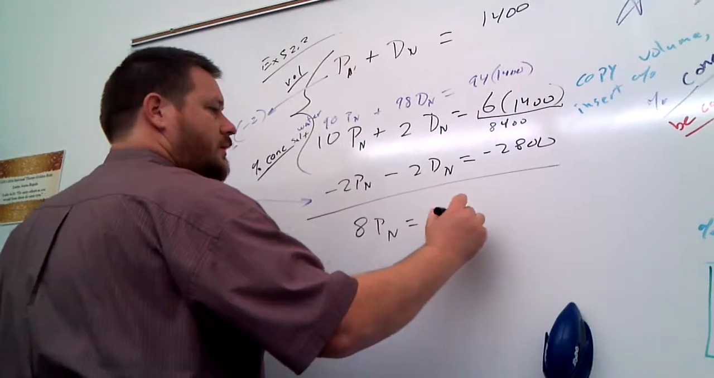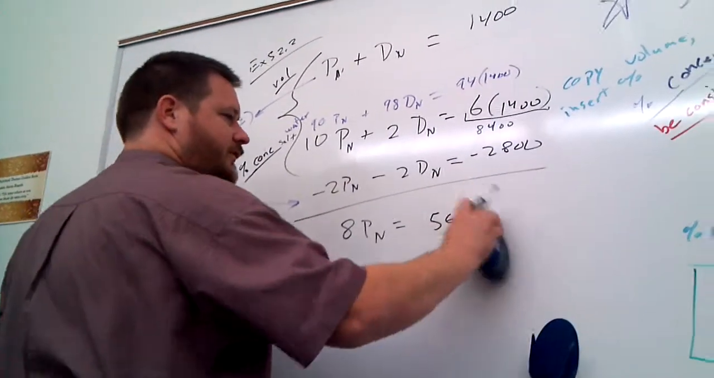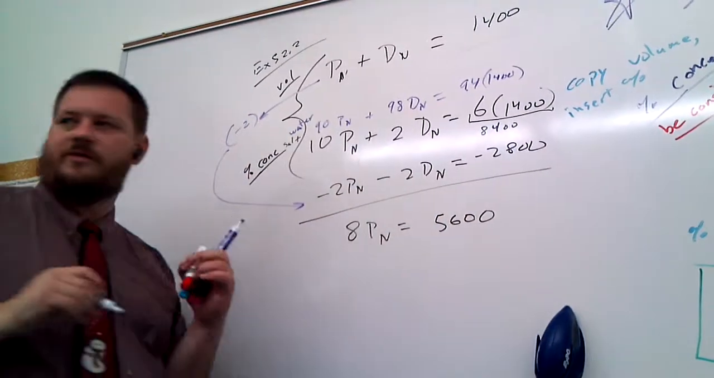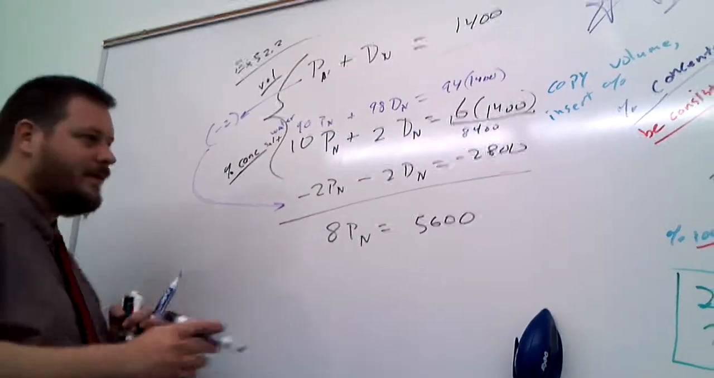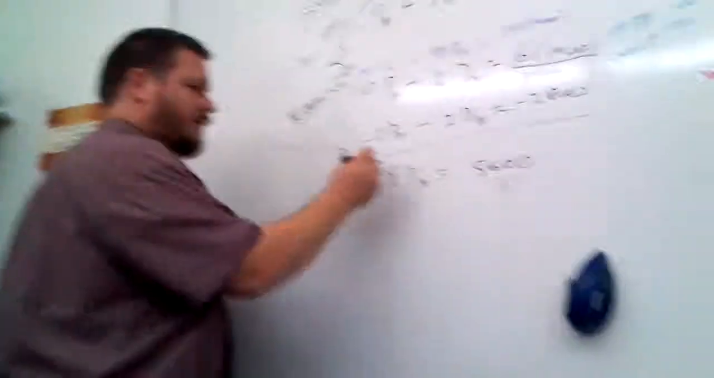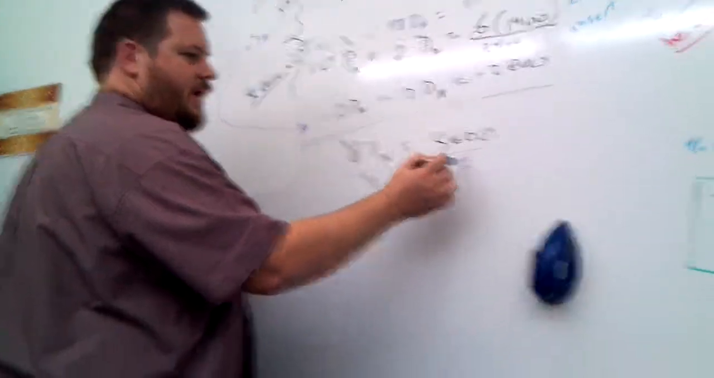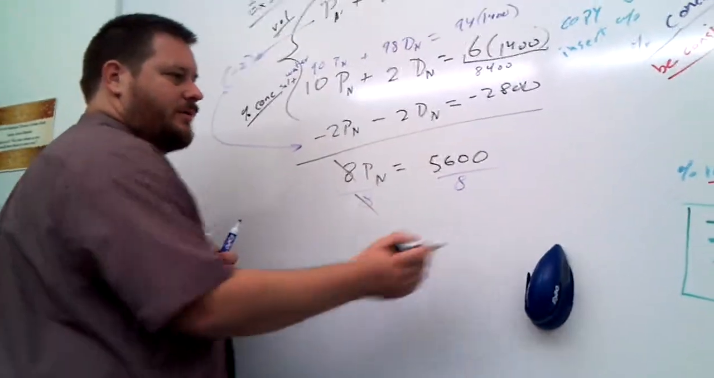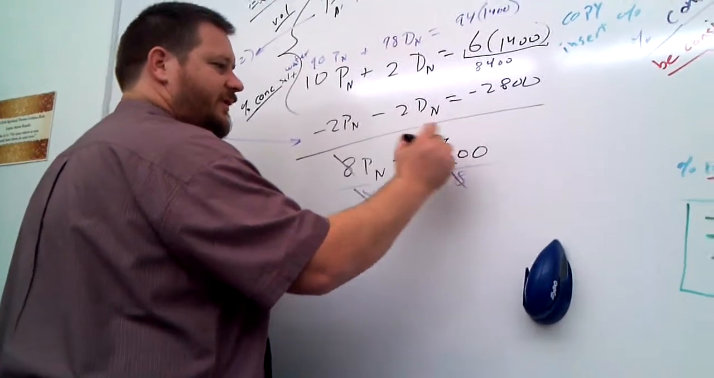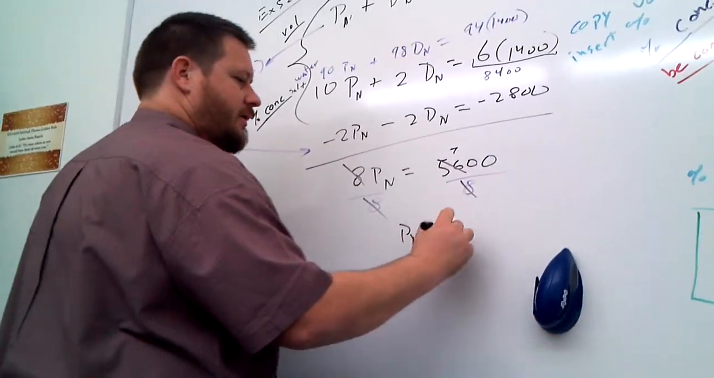We've got 8Pn equals 8400 minus 2800, which is 5600. Check this out: 8 goes into 56 how many times? 7, leaving 7 and 2 zeros. So Pn equals 700.